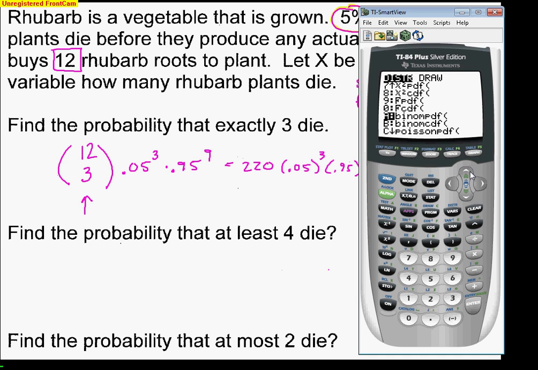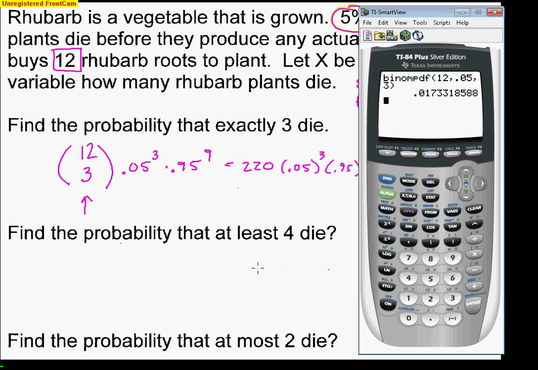Now we want exactly. Binomial Pdf means exact. I don't know how else to tell you to remember that. You just need to know it. P stands for exact. I wish it would be an E for exact, but regardless, Binomial Pdf means you're looking for an exact number. So you first have to type in how many trials you have, so 12. Then you need your comma for success, 0.05. And then you need a comma for exactly how many you want. So this is 12 trials, success is 5%, and I'm looking for exactly 3. So this is what Binomial Pdf will do for you. And notice it gives you that answer right away.